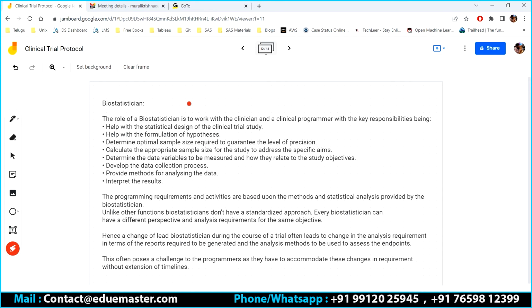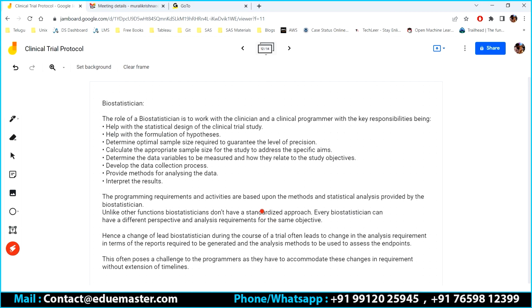Only the process he will develop, but the original data cleaning will be done by the clinical SAS programmer. Second, what are the methods we need to provide? What are the methods for analyzing the data? The methods need to be provided by the statistician. Finally, how to interpret the results? Whatever results we got, how to interpret them? All these things can be done by a biostatistician.